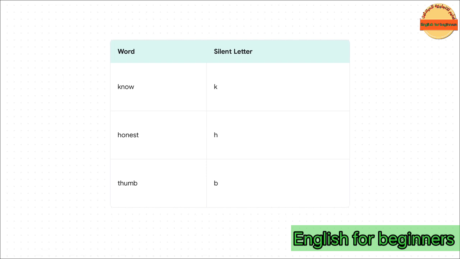Let's look at a few classic examples. You've got the K in no, the H in honest, the B in thumb. They're like little ghosts in the word. A lot of the time, these silent letters are actually like fossils, left over from a time when the words were pronounced differently. They're little clues to the history of the language, which is pretty cool.